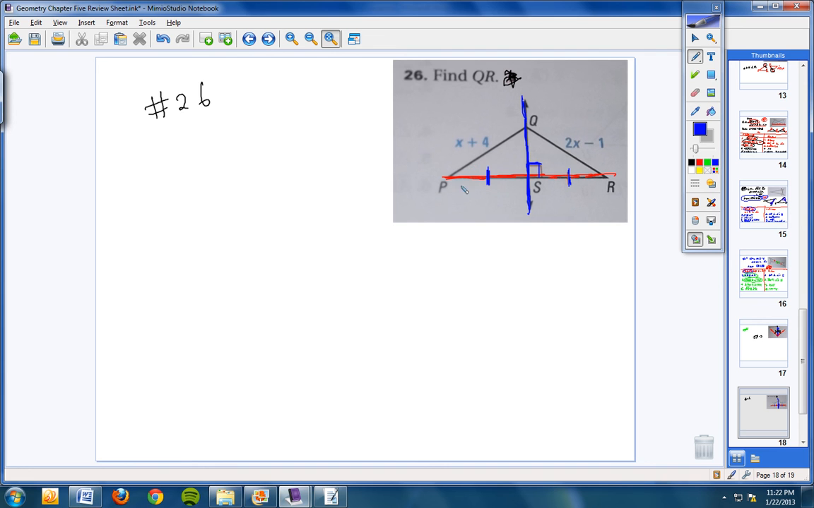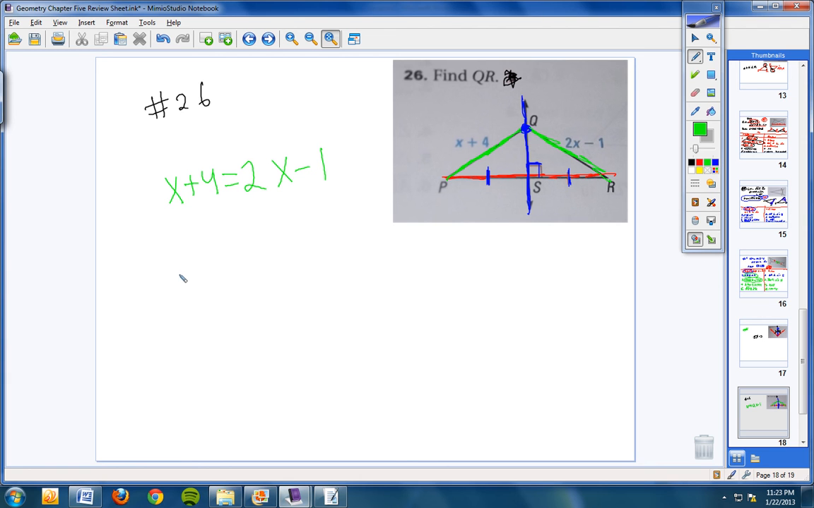Now, what you learned was this. In the perpendicular segment bisector theorem, you learn that whenever a segment is bisected by a perpendicular line, this point right here on the perpendicular bisector is equidistant to the endpoints. So that means this line right here has to be the same as this. So that means I can definitely take x plus 4 and set it equal to 2x minus 1.